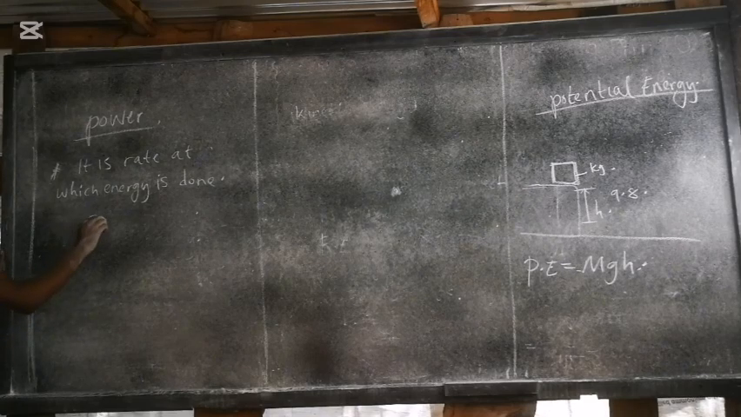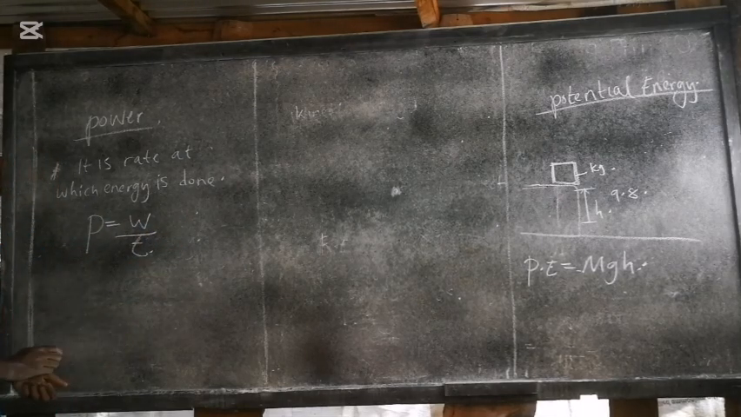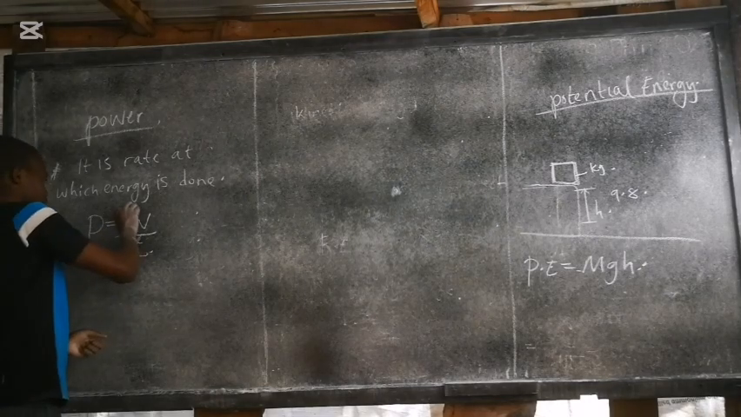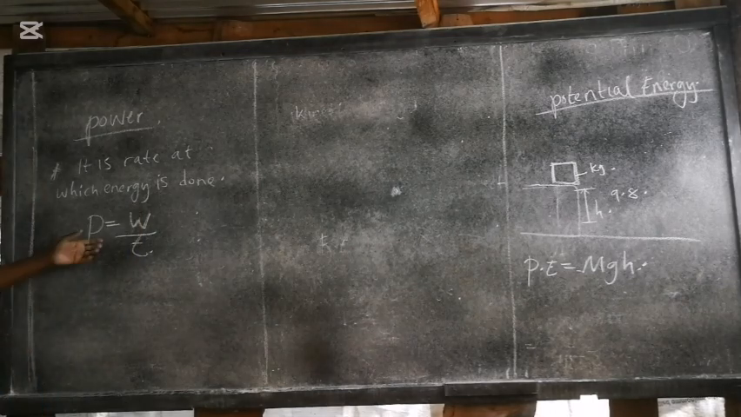And the formula for power is equal to what? Work done over time. That is the formula for power. Or even energy over time. And we need to know that power is measured in watts. Those are the things you need to know on power.